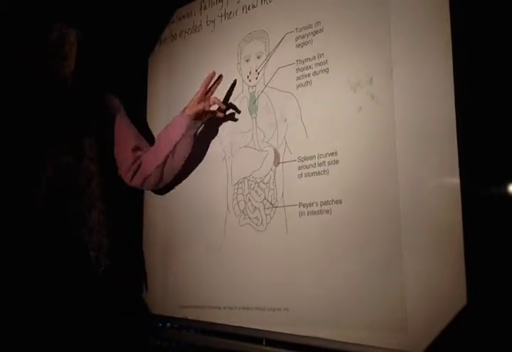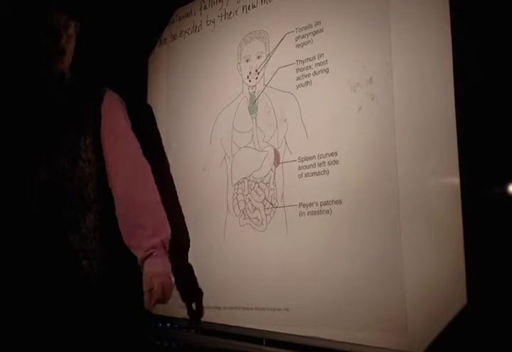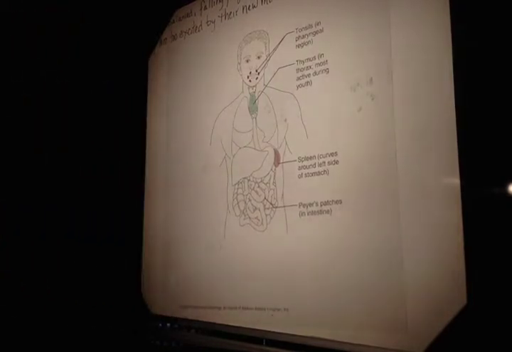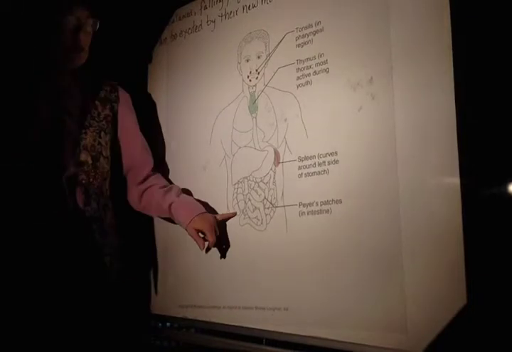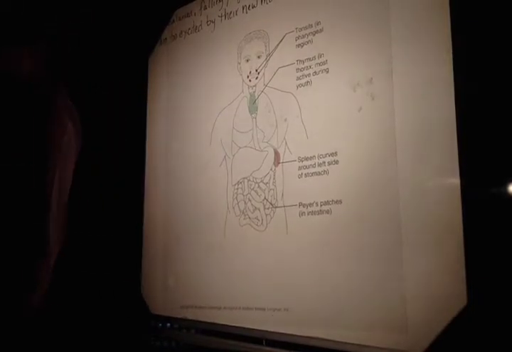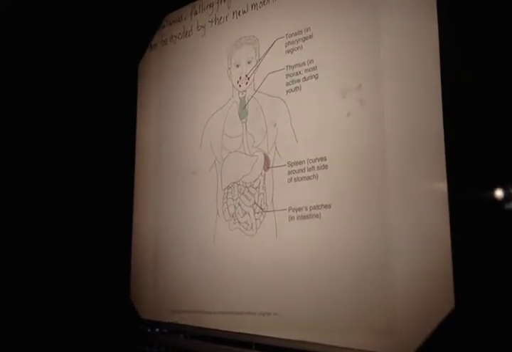Because that's a big place where things are coming in potentially into your body. You also have tonsil-like tissue called Peyer's patches in the intestine. Why is that a logical place to have lymphoid tissue? Again, you got stuff being absorbed across the gut. Also down here you have the appendix, and the appendix is tonsillar tissue as well.